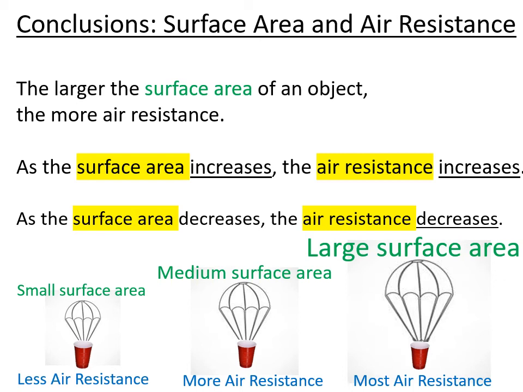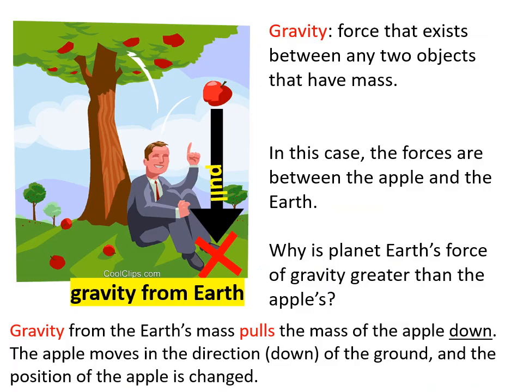So as mentioned in the previous slide, these are different conclusions about surface area and air resistance that we made during this investigation. Okay, and we know gravity was one of the forces at work during this investigation. We didn't push the parachute, we just released it, and gravity pulled the parachute down like it pulls this apple down.